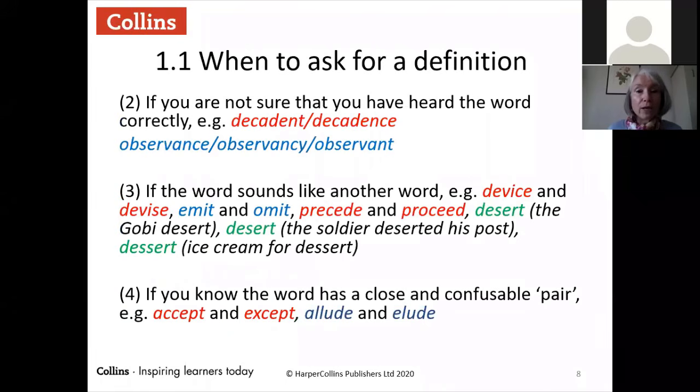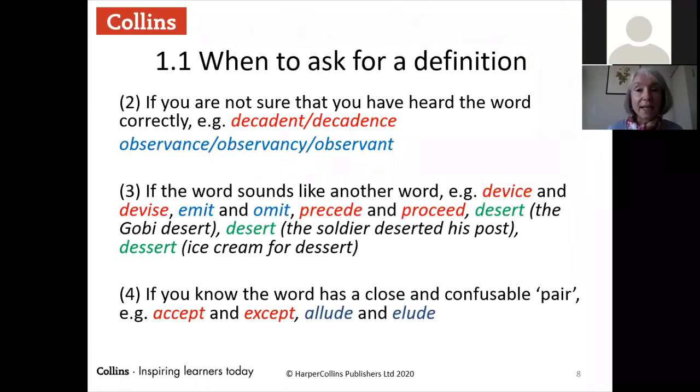It's also really important to ask for the definition if you're not entirely sure you've heard the word correctly, or if it's got an ending on it, like ENT or ENCE or ANCE, A-N-C-Y, A-N-T. I've been in situations adjudicating where we have said to the competitor, your word is decadent, and the competitor has spelled decadence because they just didn't hear the final sound in the word.